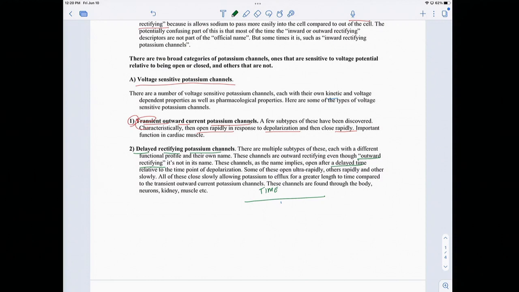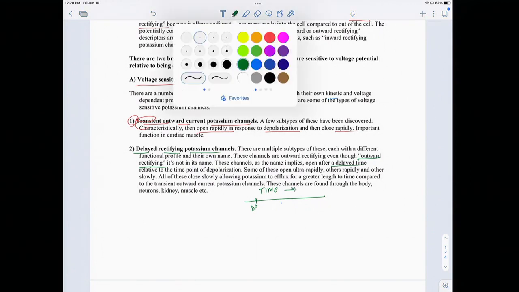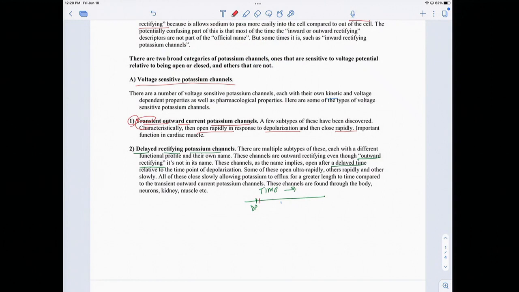Okay, so suppose you then have your depolarizing event here. Time is moving in this direction. Some of these channels will open up this amount of time from the depolarization, some will open up this amount of time, and some will open this amount of time. So again, depending on what type of delayed rectifying potassium channels we're talking about, there are many types, but they're all a little delayed, but some are more delayed than others.